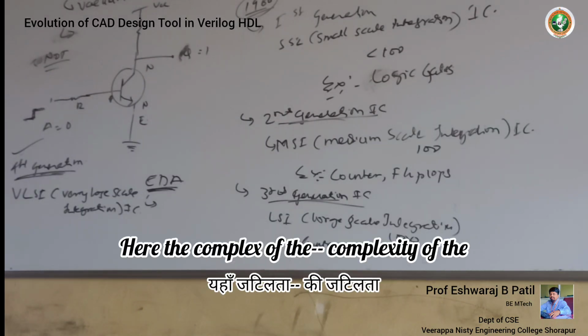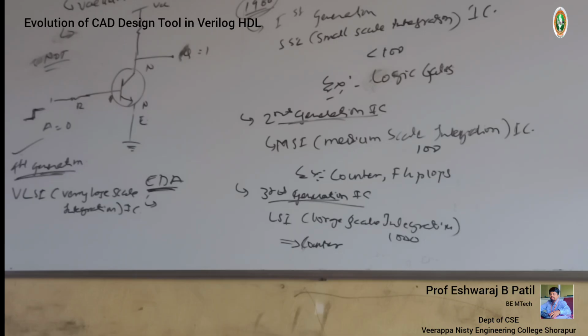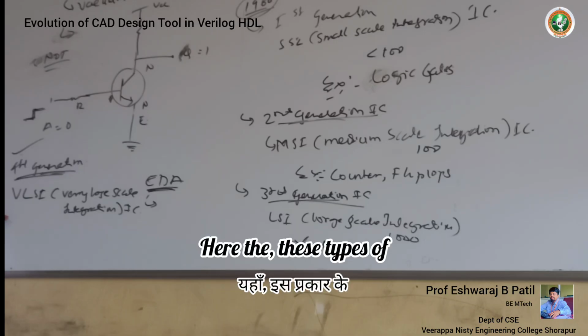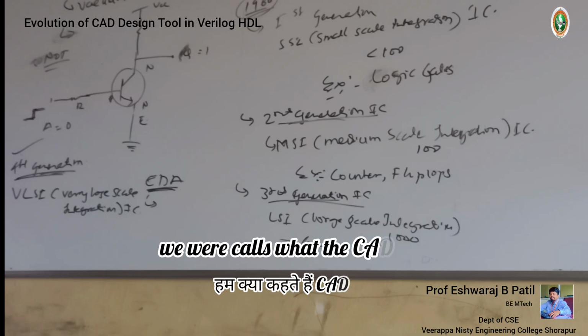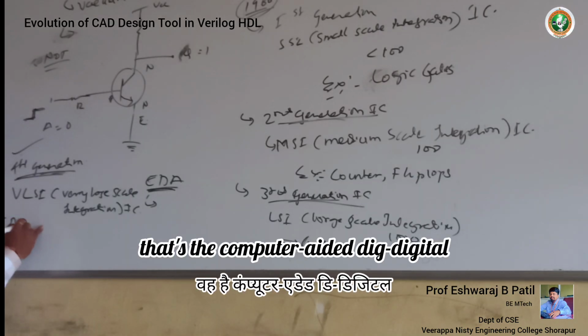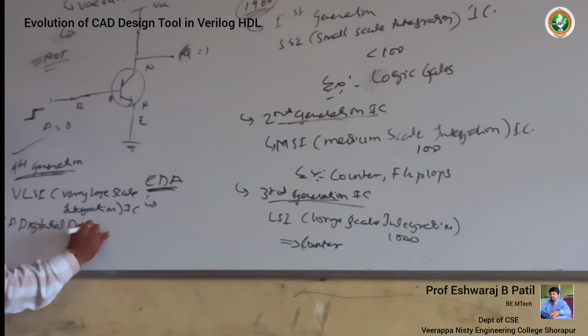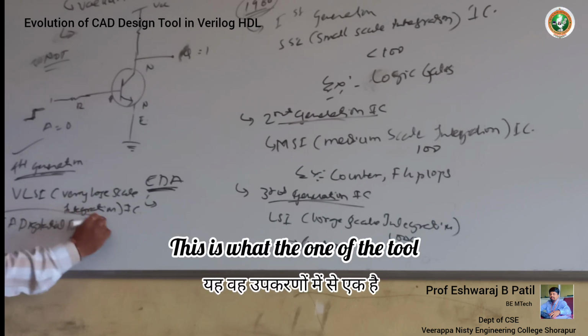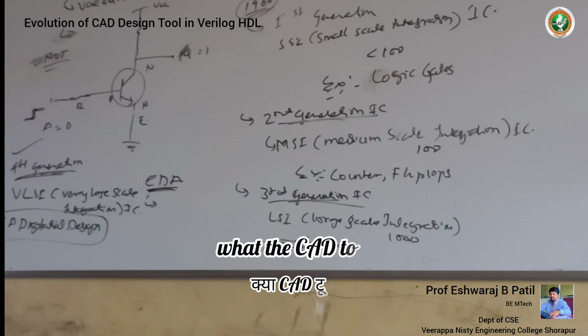Here the complexity of the digital circuit is more and more. These types of circuits to be designed, we usually use the CAD tool, that's the computer aided digital design tool. This is one of the tools used to implement the complete digital design system.